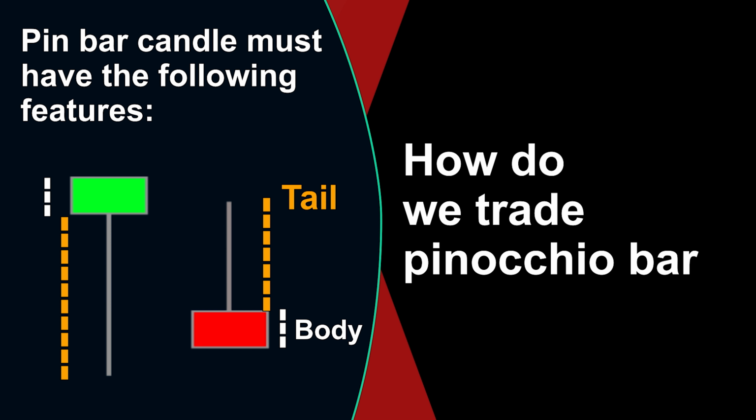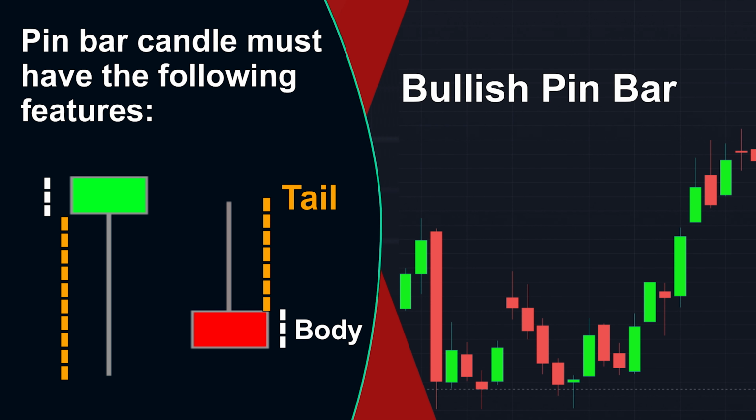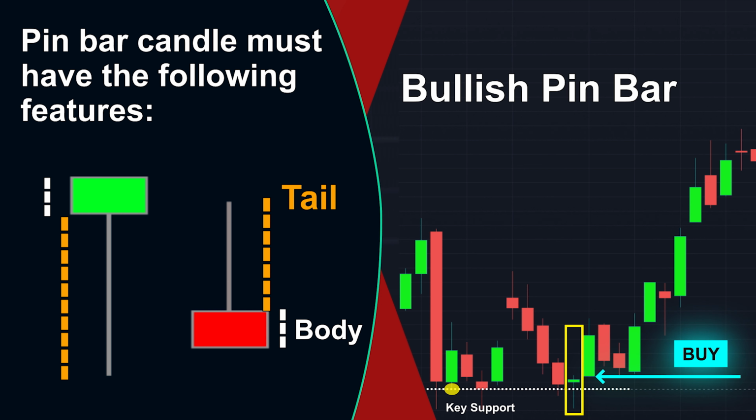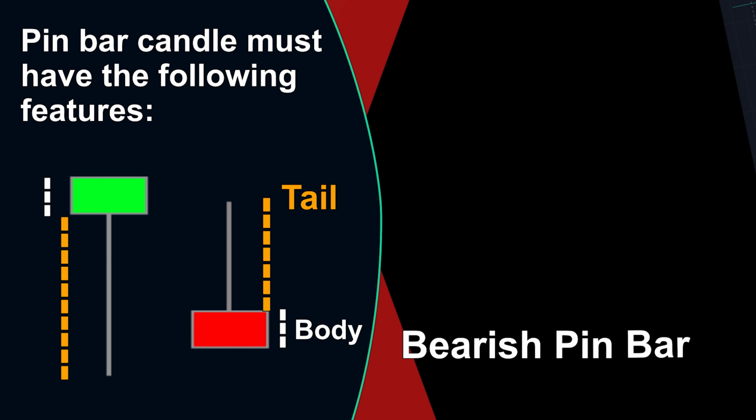How do we trade Pinocchio bar? Bullish pin bar. The valid tradable bullish pin bar is located at the end of a bearish trend, and its lower candle wick goes below the overall price action. If you spot a bullish pin bar setup on the chart, this will set up a nice opportunity for a long position. When trading bullish pin bars, you always need to put your stop loss a few pips below the low of the pin.